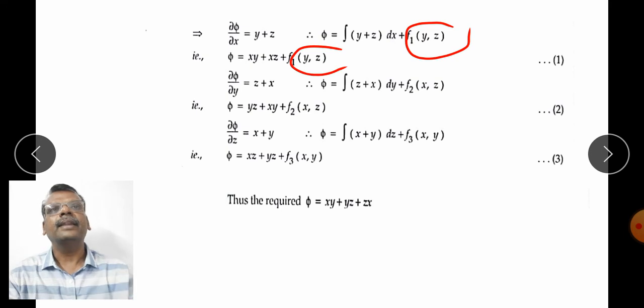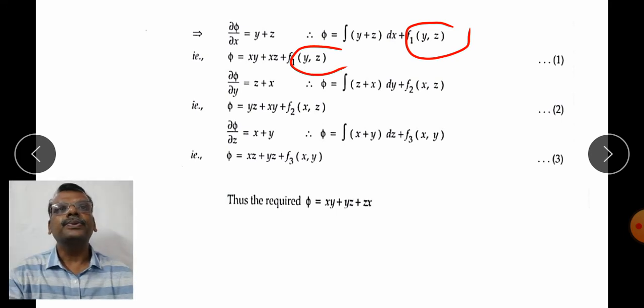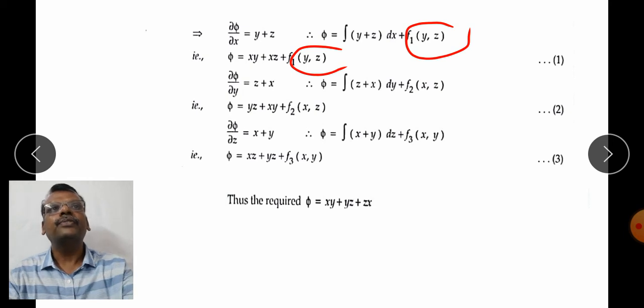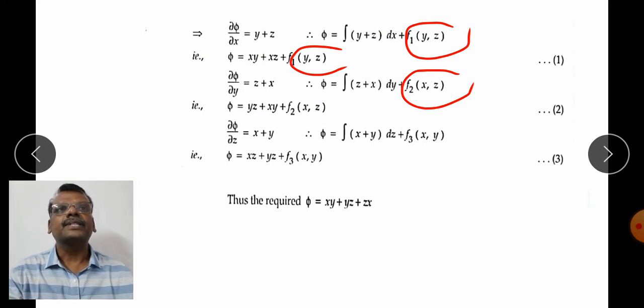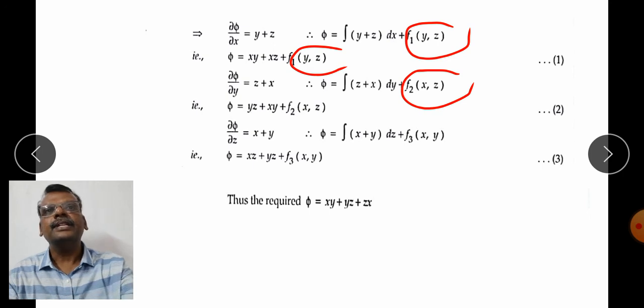And the second one, dou pi by dou y is equal to z plus x. Therefore, pi is equal to integral of (z plus x) dy plus f2 of xz. This is the integral constant c in the form. Therefore, pi is equal to yz plus xy plus the integral constant c in the form of f2 of xz.